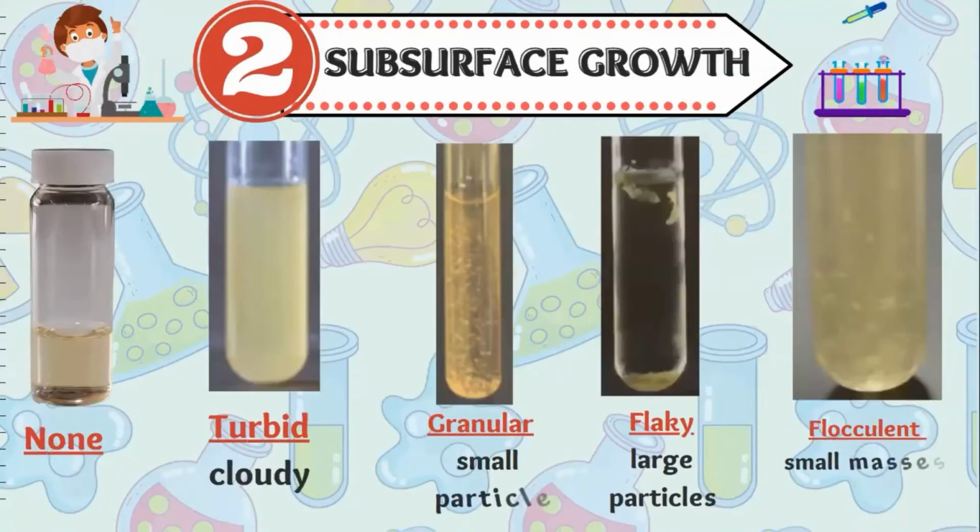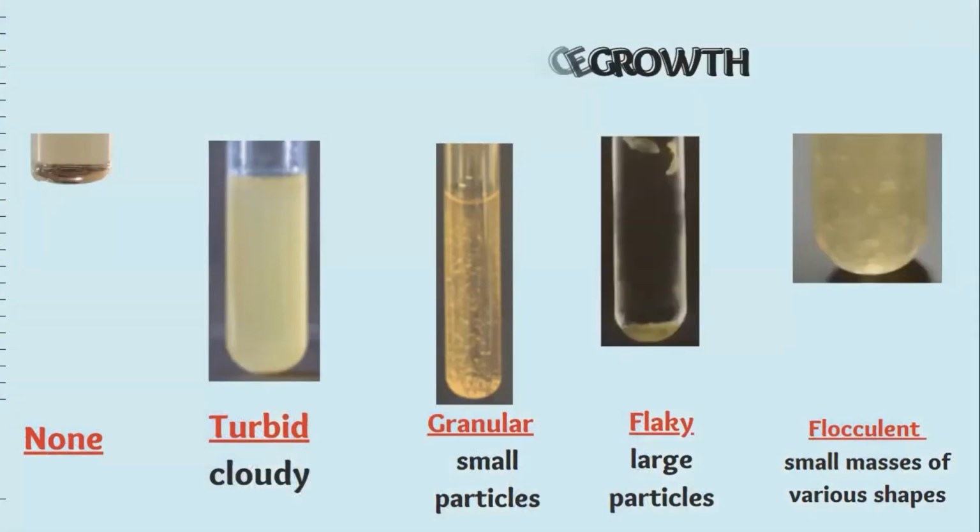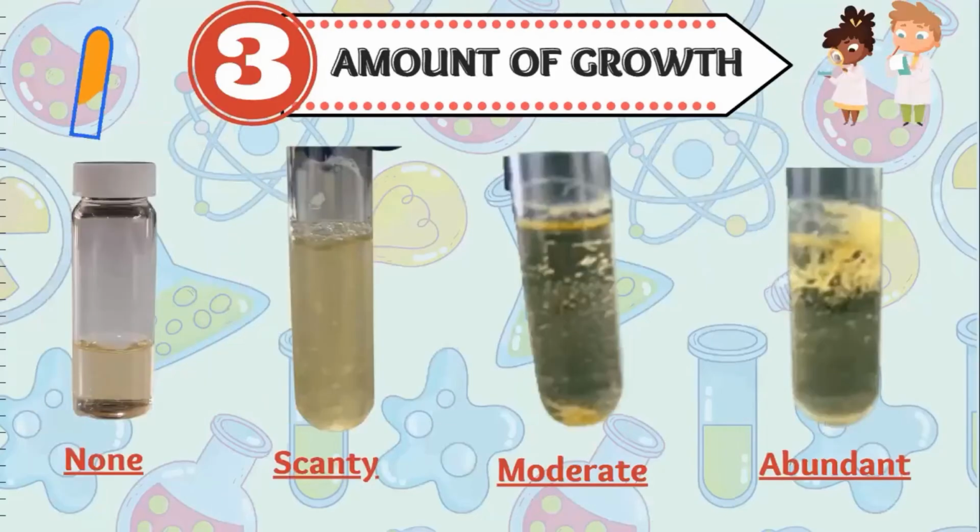Second, subsurface growth. It can be none, turbid or cloudy, granular, which are small particles, flaky, which are large particles, or flocculent, which are small masses of various shapes. Third, amount of growth. It might be none, scanty, moderate, or abundant.